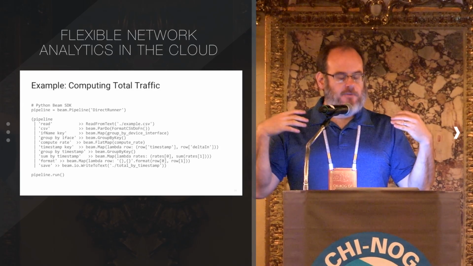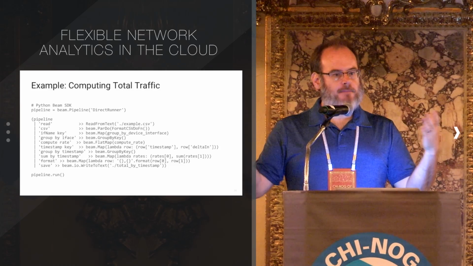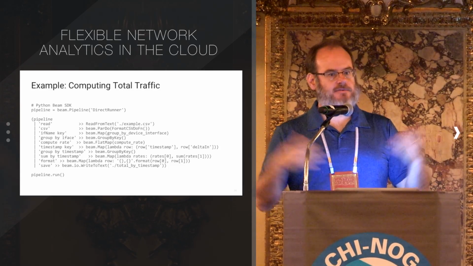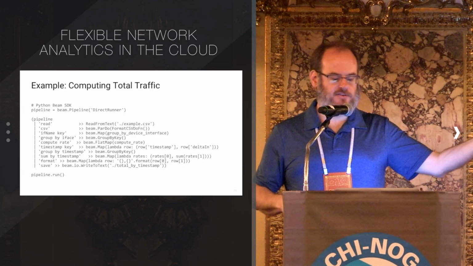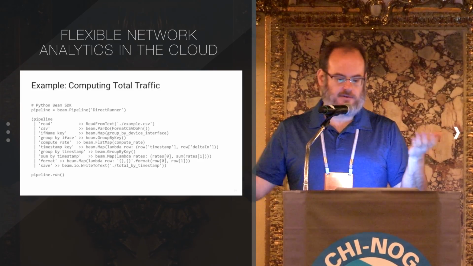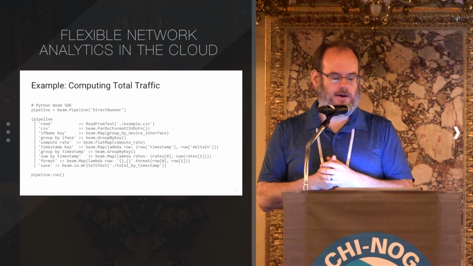So say we've got a list of interfaces, and we want to sum up the total traffic for each timestamp across all of them, right? Maybe this is, again, what I mentioned before, all the interfaces facing a customer, and they want an aggregate view of how much traffic is going into and out of that part of the network.